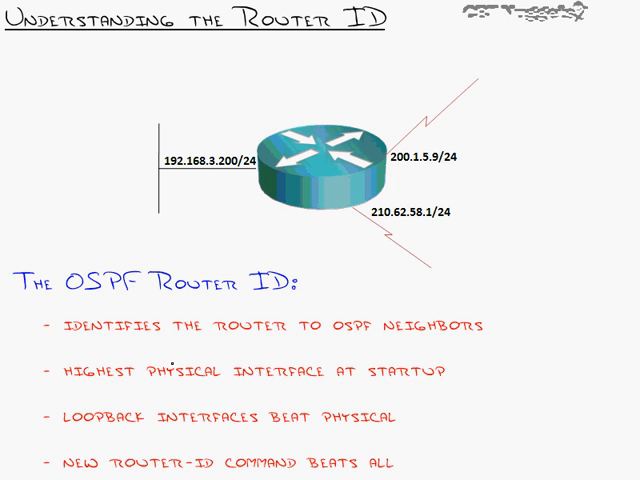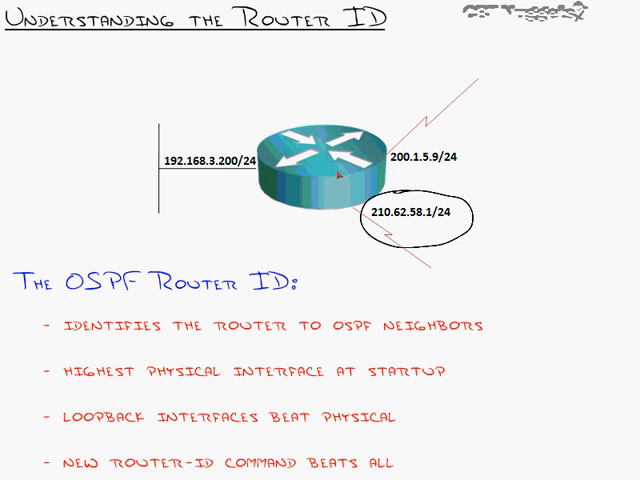It is by default the highest physical interface at startup. So if you've got this router sitting right here and you start the OSPF process with router OSPF 1, the router ID will be this guy. The highest physical interface, 210.6258.1, beats this and beats that because it is the higher interface.